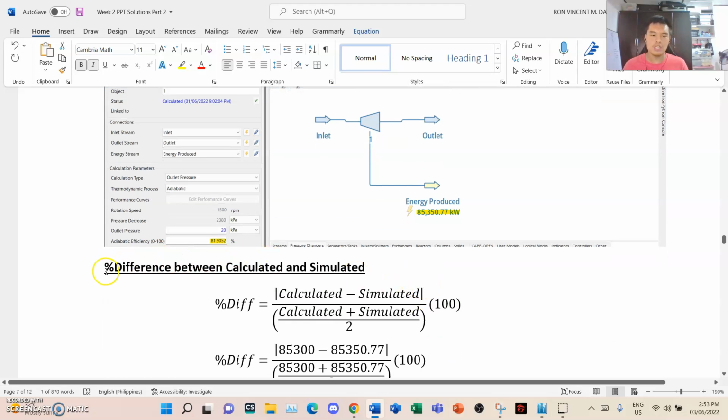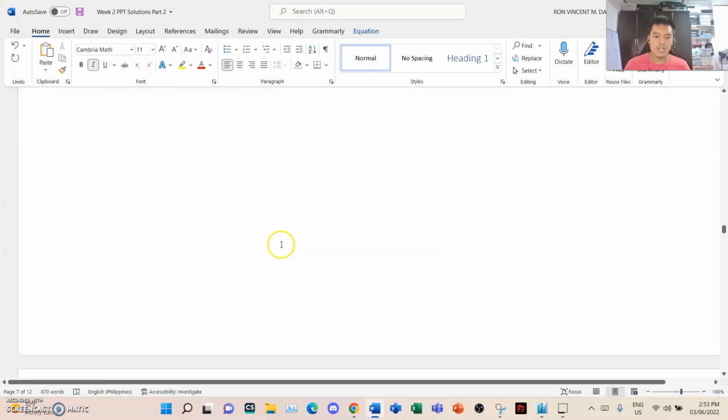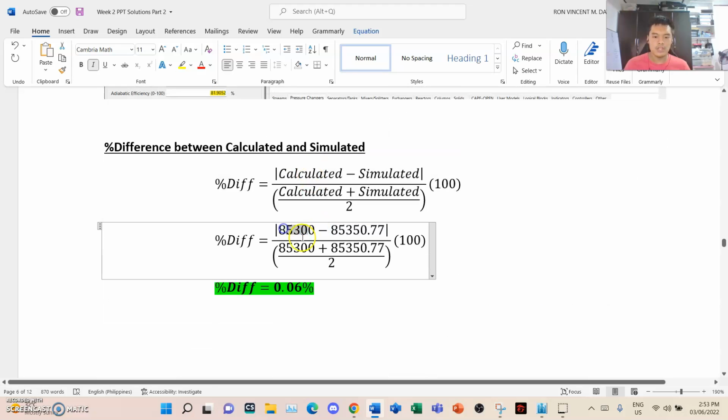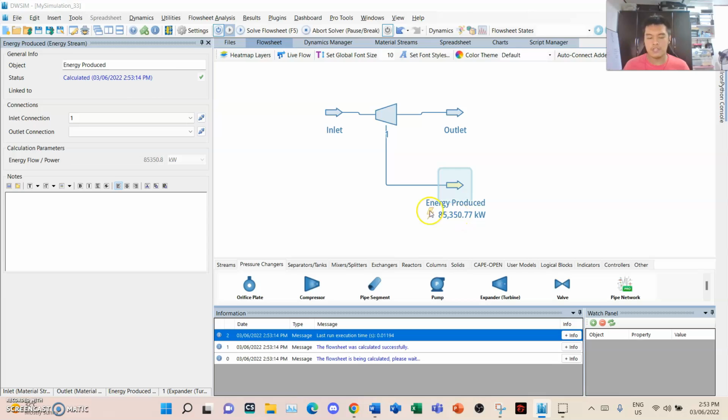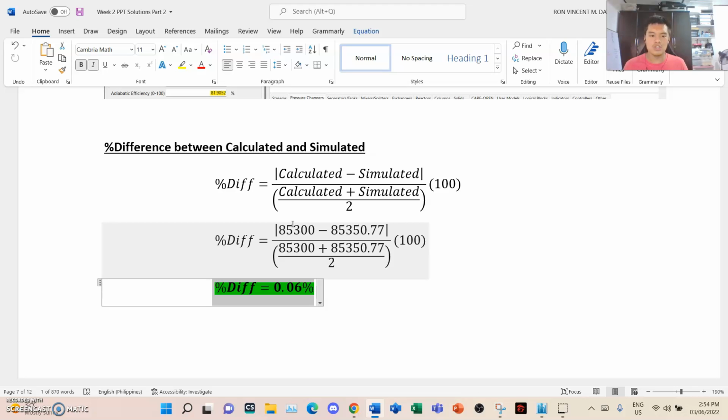We will use a percent difference method. So the percent difference between the calculated and the simulated uses this formula: the calculated minus the simulated, absolute value, over the average of the two values. Noting that our calculated is 85,300 kilowatts, then our simulated is 85,350.77 kilowatts. Applying this percent difference formula, we get a percent difference of 0.06%, meaning these two values are very, very close to each other, that any certain difference representing them may be considered negligible.